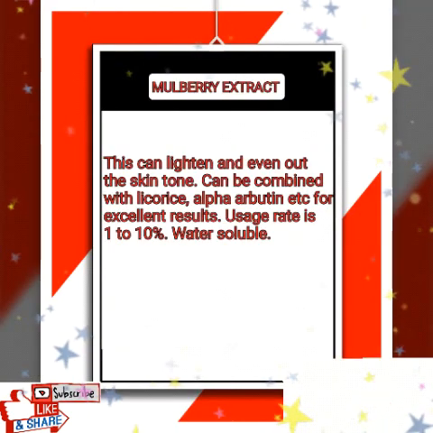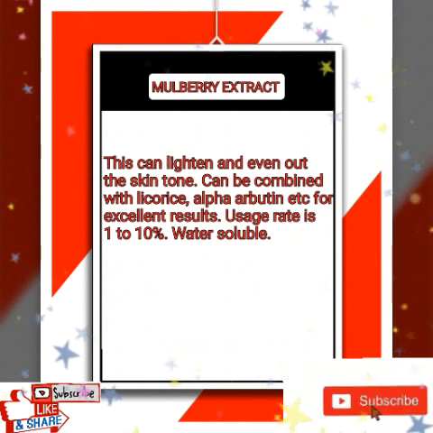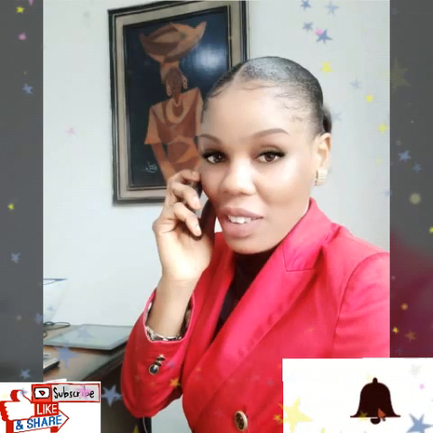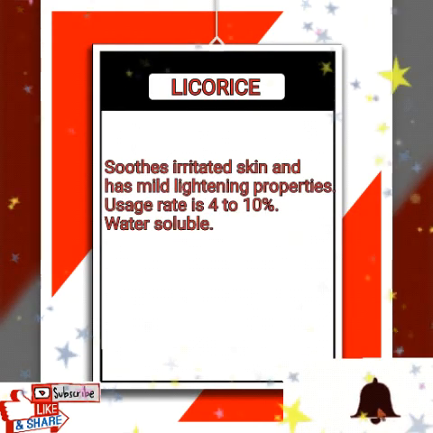Now we have our glutathione. This is a good whitening powder. It helps to clear the body of free radicals that cause hyperpigmentation. It also has a quick lightening effect on the skin. It's a very good one. The usage rate for this is 0.5 to 2%, and it is water soluble.